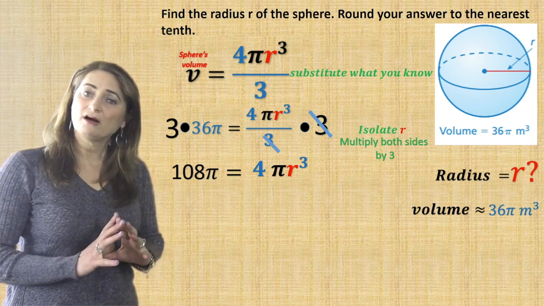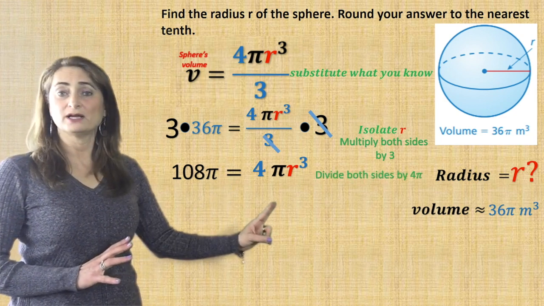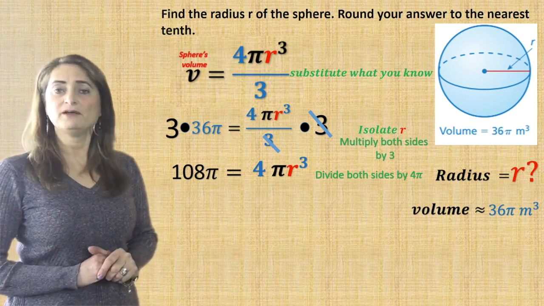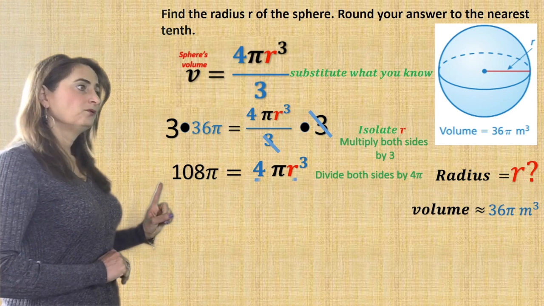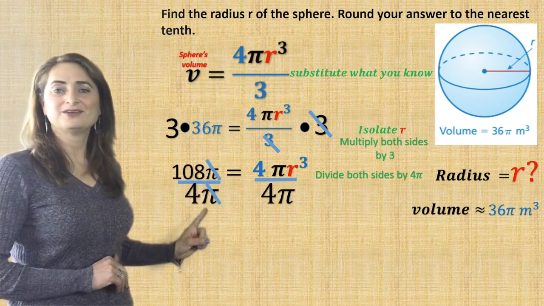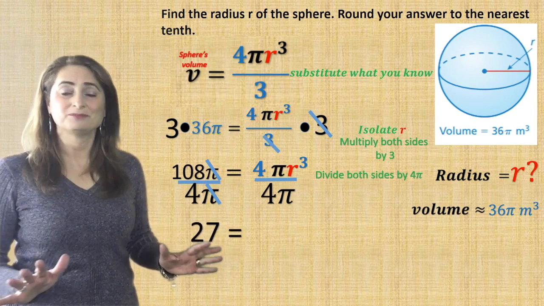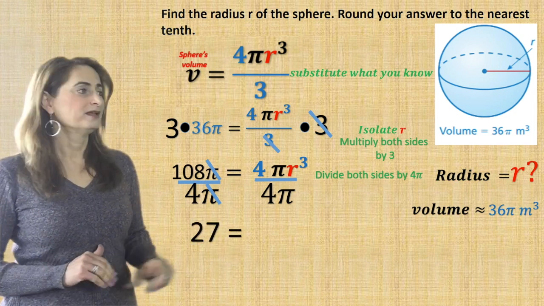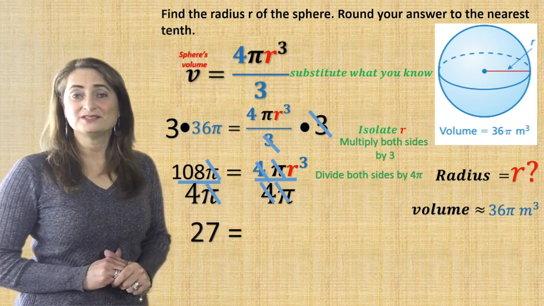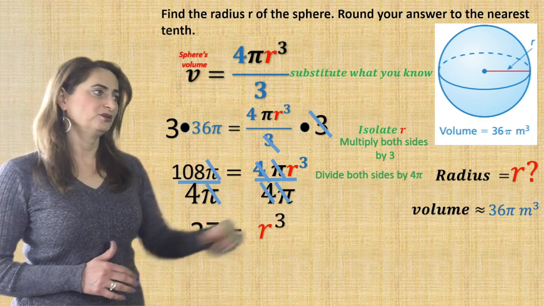Again, I need r by itself, so this time I need to get rid of the 4 and the pi. Since I'm multiplying those, I will divide both sides by 4 pi. 108 divided by 4 is 27, and pi divided by pi is 1. They cancel each other, that's why I kept it. I did not replace it with 3.14. Same thing with the other side. 4 divided by 4 is 1, and pi divided by pi is 1. 1 times r cubed is r cubed.